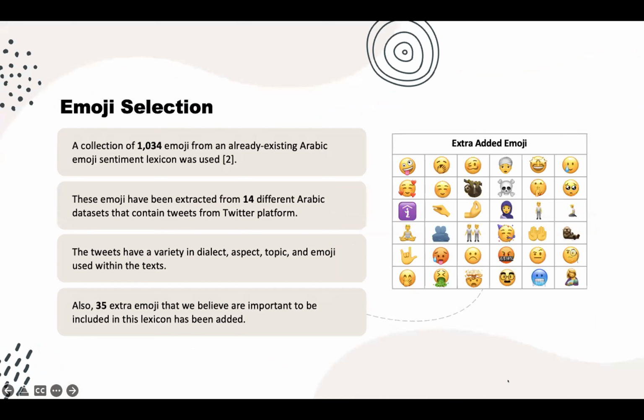Then we selected a collection of 1,034 emoji from an already existing Arabic emoji sentiment lexicon. These emoji have been extracted from 14 different Arabic datasets that contain tweets from the Twitter platform. The tweets have a variety in dialects, aspects, topics, and emoji usage. We also added 35 extra emoji that we believe are important to be included in our lexicon.